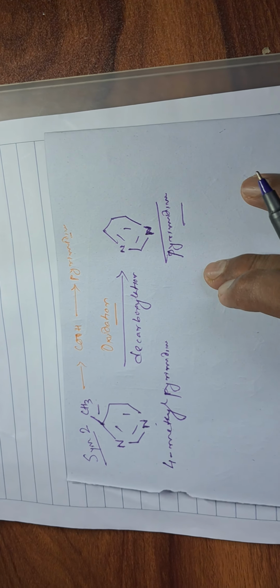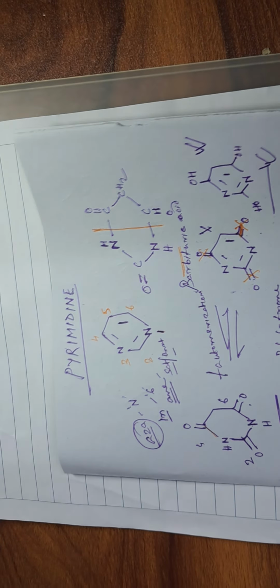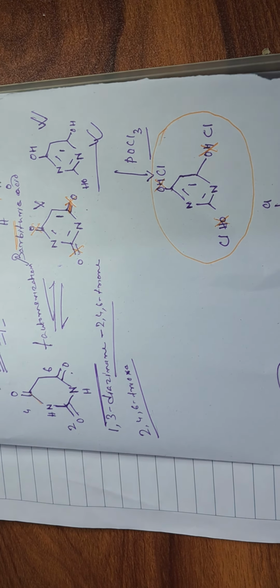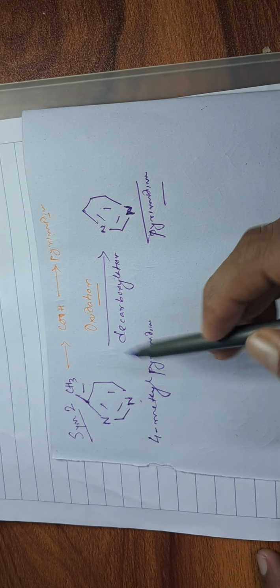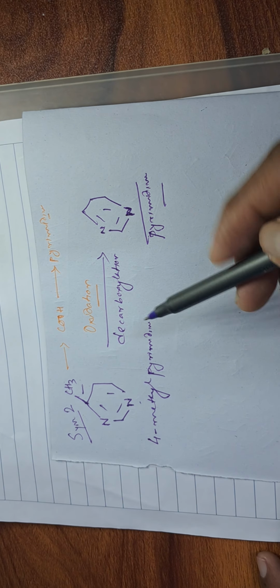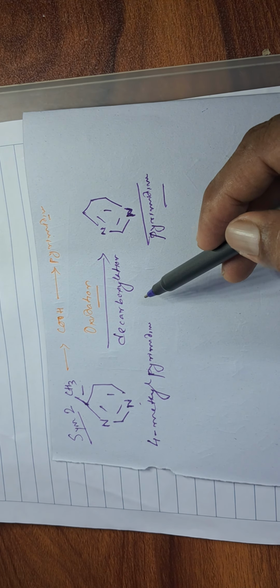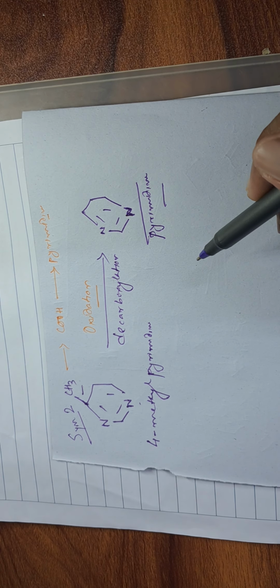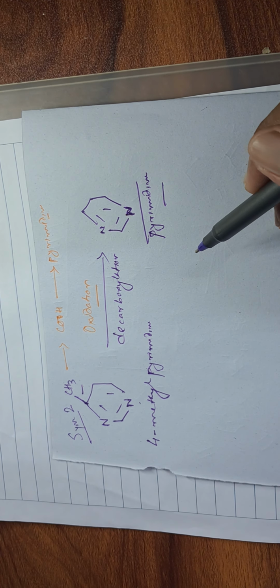So hope you understood what I taught in today's session, right? This is the first way I explained a few minutes back, right? And then we moved on to the second way, that is synthesis 2, where 4-methyl pyrimidine, while undergoing oxidation followed by decarboxylation, produced pyrimidine. So hope you understood the detailed explanation of the synthetic ways by which pyrimidine can be produced.